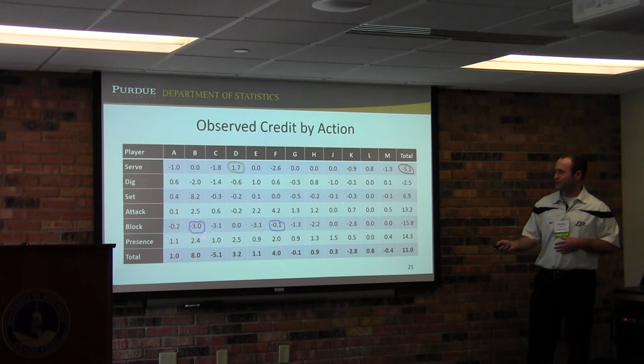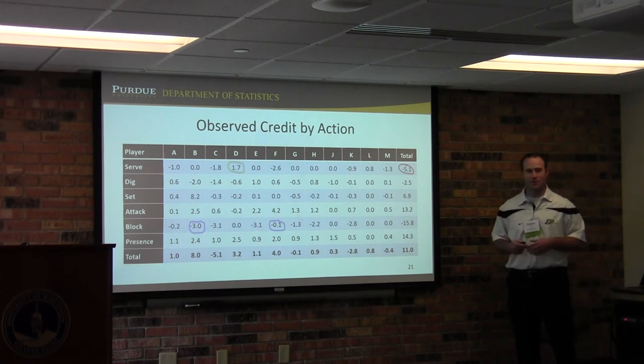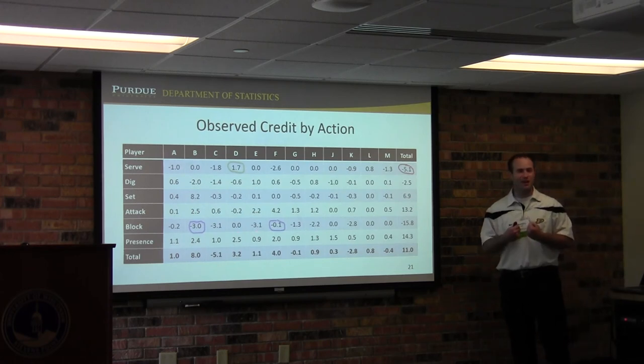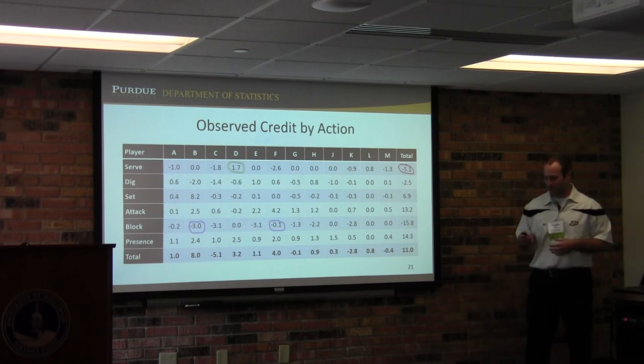If we compare players across an action, we have to be a little careful. Here we say player B lost 3 points to blocking. Player F only lost 1/10 of a point to blocking. Player F must have been a great blocker, or did she have less opportunity to fail?